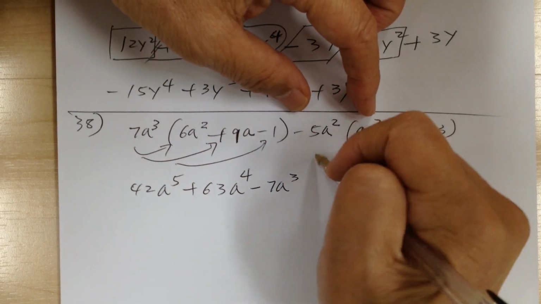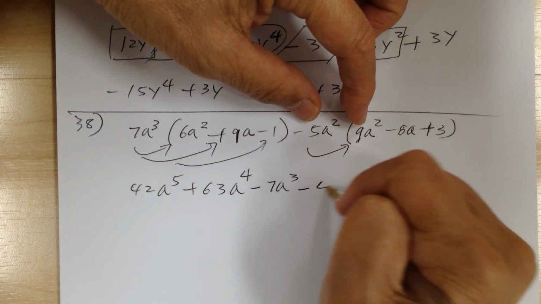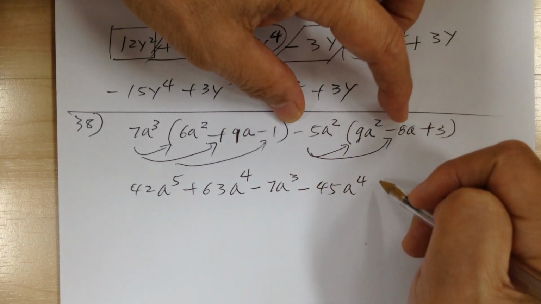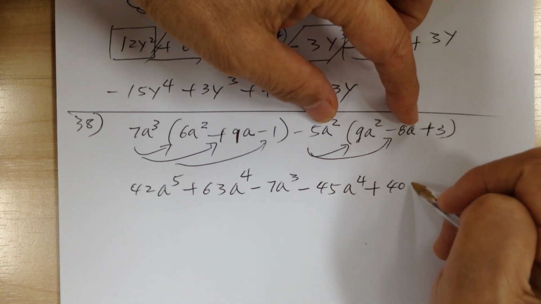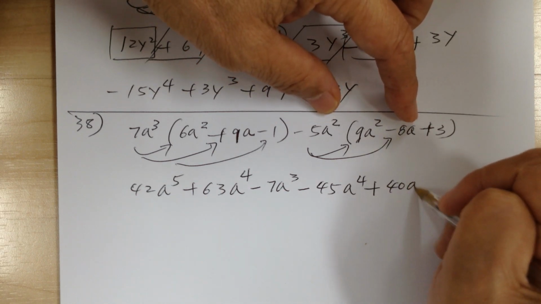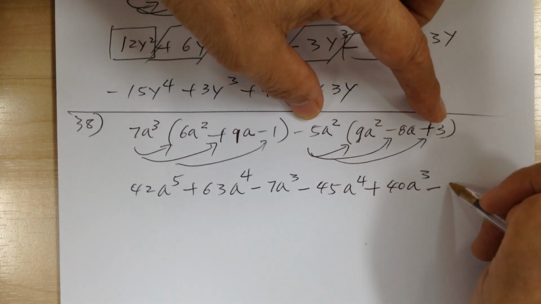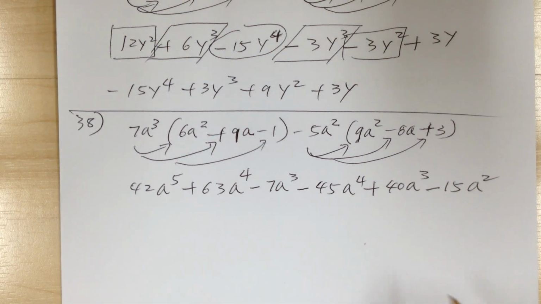Okay, so now let's do this one, multiply. The sign is negative, the number is 45, and the alphabet is a to the 4. And you do the next one, negative gives you positive, 5 times 8 is 40, a squared times a is a to the 3. Next one, negative 3 times 5 is 15 and a squared. Okay, again, just go down the list.